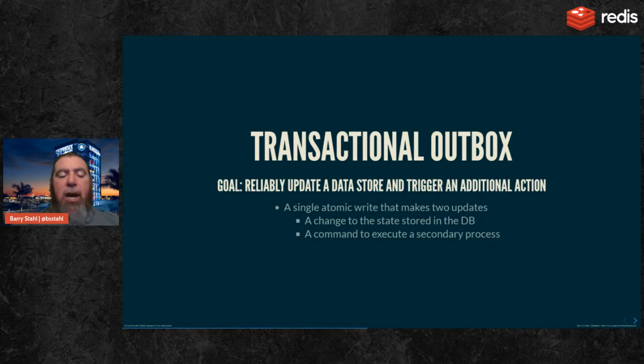So we make a single atomic write to our database within a transaction, but it's only the one thing. We're only doing that one thing in the initial request. Change the state of the database, so update our state as necessary, but also within that transaction, we're writing a command. And that command is what's going to be used to trigger the downstream operation, in this case, sending the email.